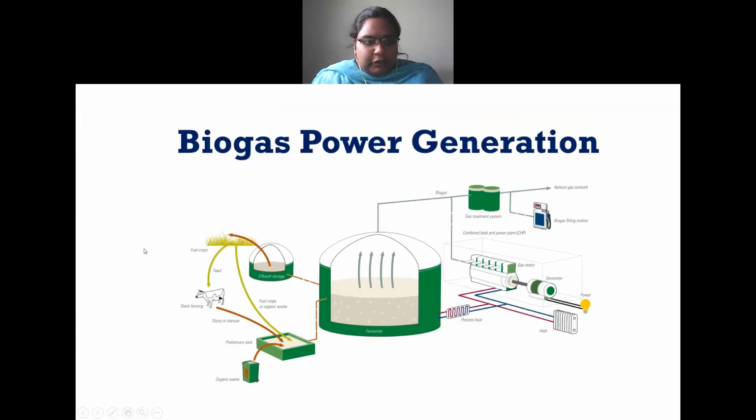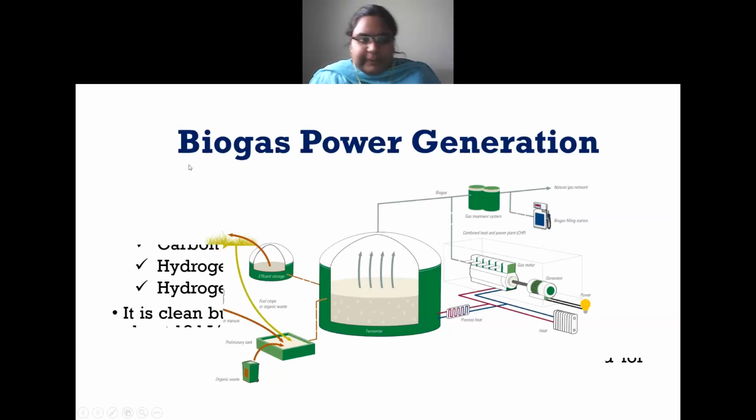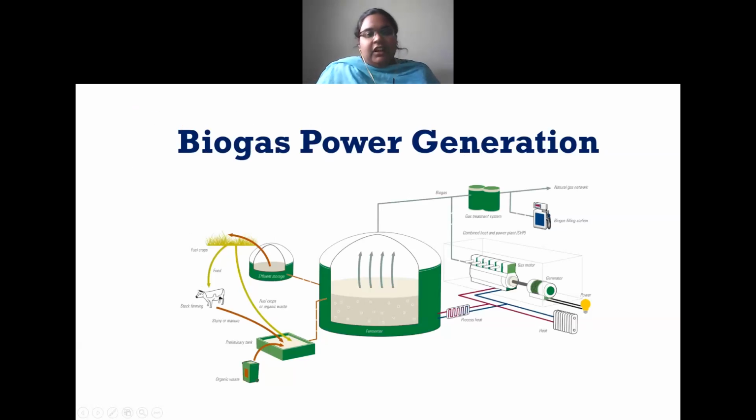So the first topic which we'll be seeing under the fifth chapter is power generation, biogas power generation. As the name itself indicates, we'll be taking biomass and then converting it into power. There are different types of mechanisms that are involved, but let us see how this total plant works and how all these things happen.